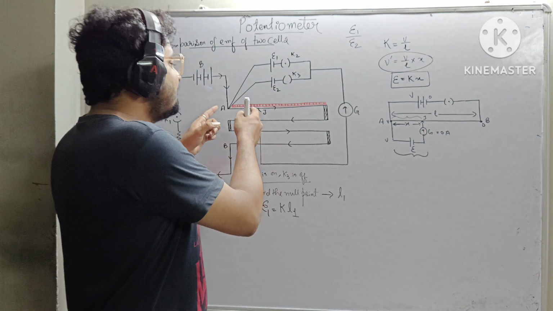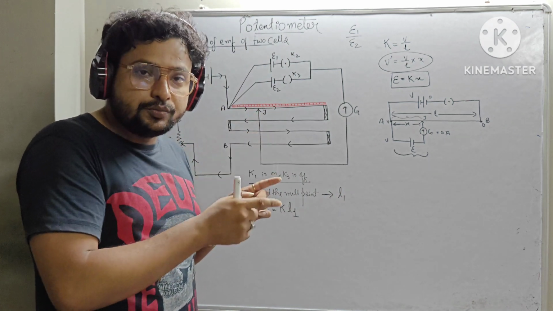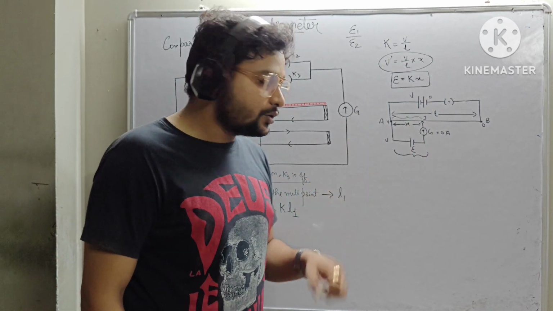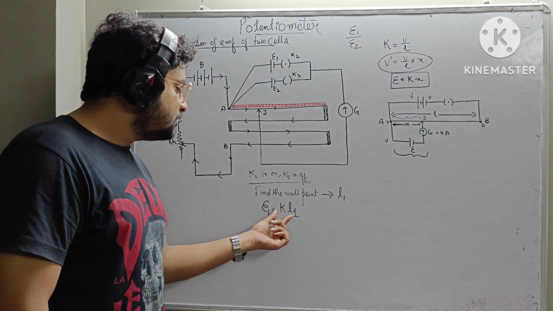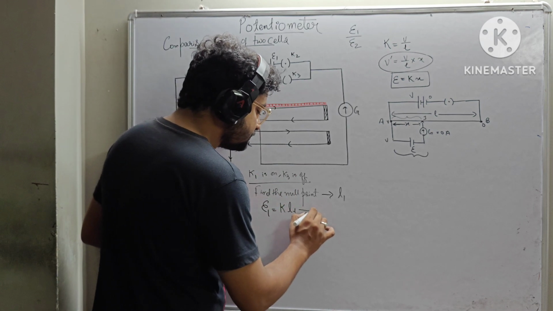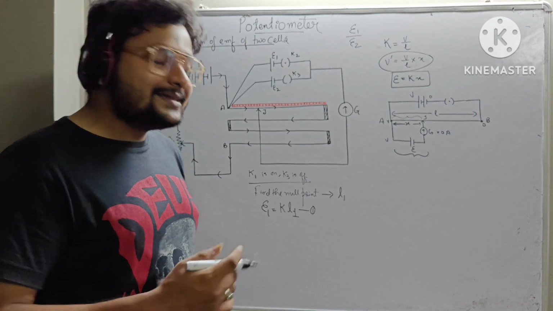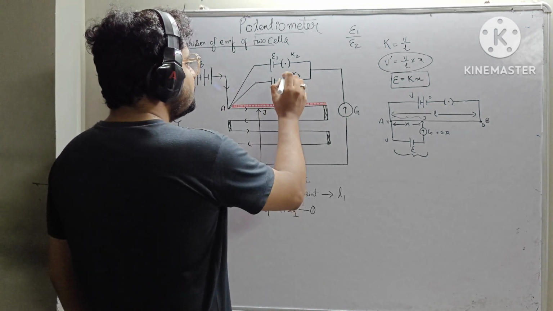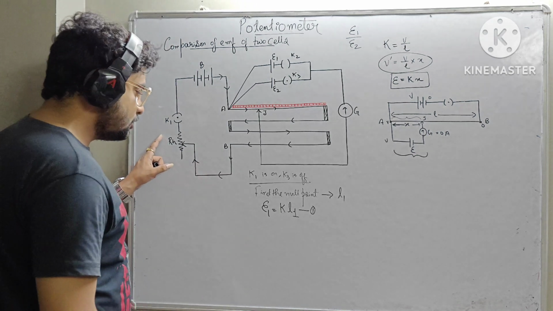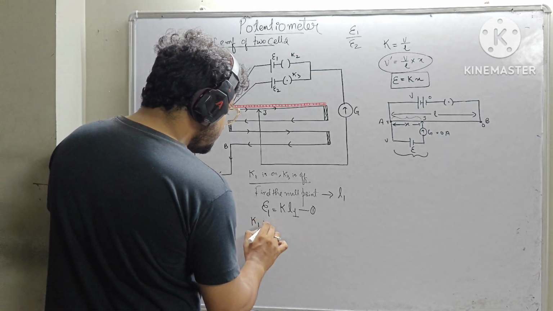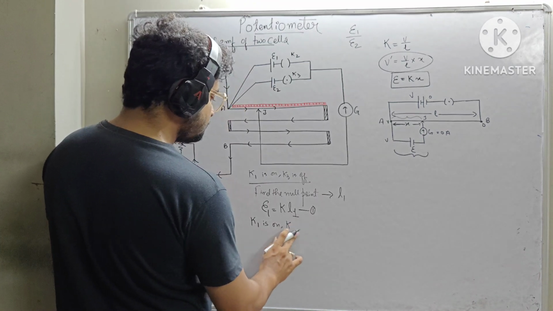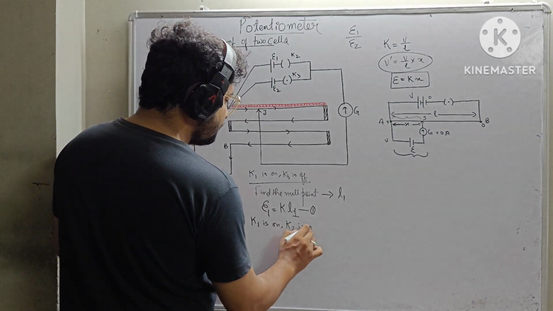Whatever is the potential difference between these 2 points, that only will be the EMF of the cell. Over here only I have explained. So the EMF of the cell E1 will be equal to K into L1. This is your equation 1. In the second case, keep K1 on and K2 off.